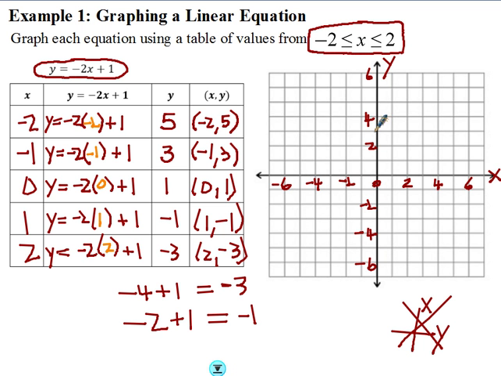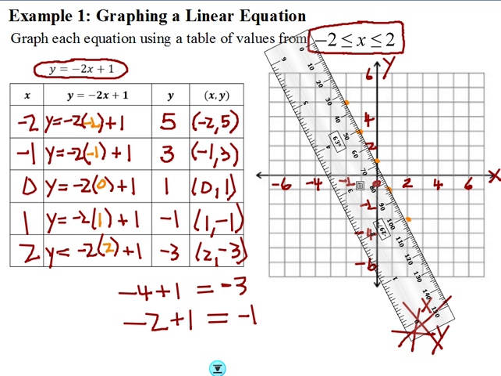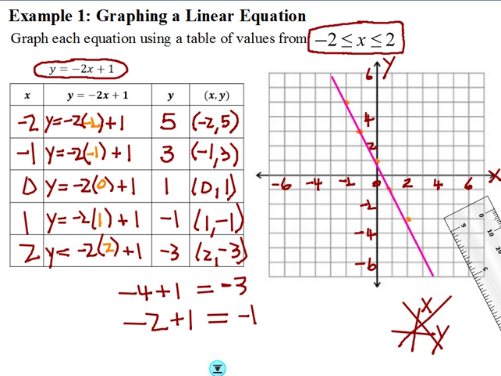So the first point, negative 2, all the way up to 5, then negative 1, comma 3. 0, comma 1, 1, comma negative 1, and 2, comma negative 3. So I have these points plotted, and now I'm going to use a straight edge to graph it. I'll use my ruler to graph it. So if I connect all these dots, draw a line, there is my straight line.